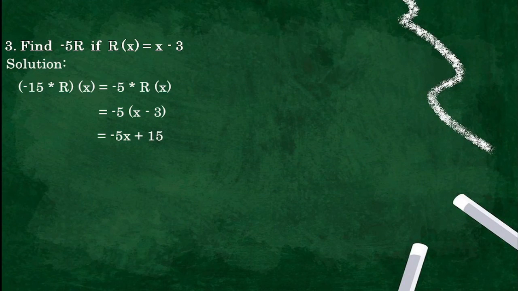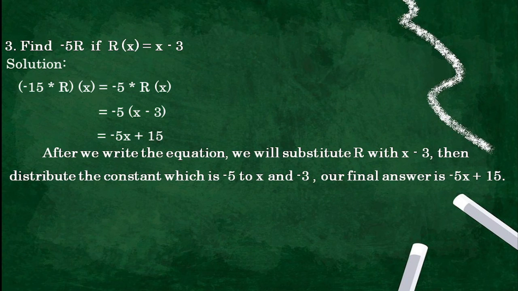Number 3. Find negative 5r if r of x equals x minus 3. After we write the equation, we will substitute r with x minus 3. Then distribute the constant, which is negative 5, to x and negative 3. And our final answer is negative 5x plus 15.